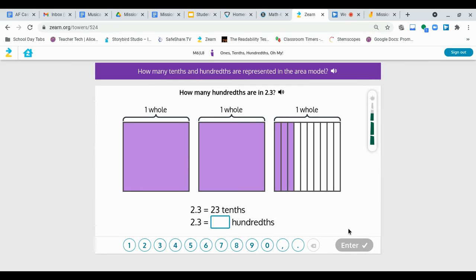Now how many hundredths are in 2 and 3 tenths? I'm going to do what I just did, but now I'm imagining I'm splitting them into hundredths. So the one whole would be split into hundredths. It would be 100 hundredths. This would be 200 hundredths. And if I had 3 tenths and I split it up into hundredths, that's going to be 30 hundredths. So I have 100, 200, and 30. So I have 230 hundredths.